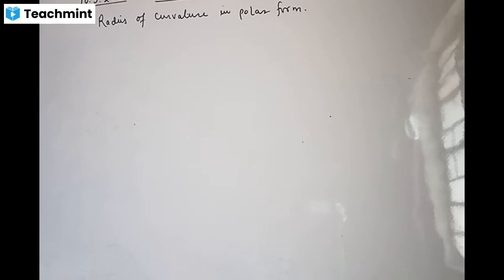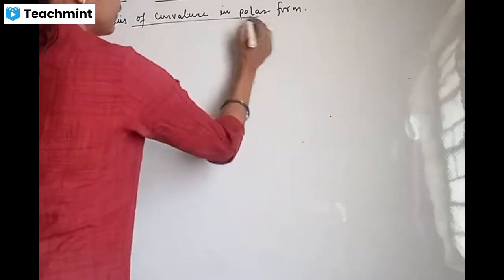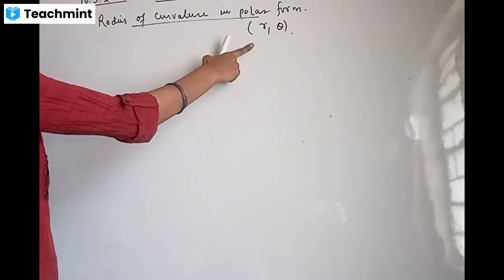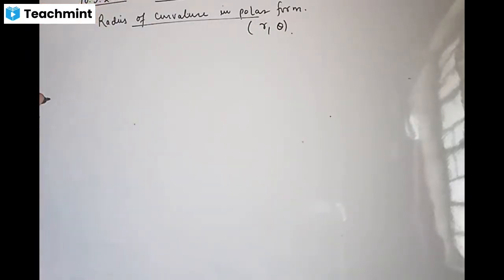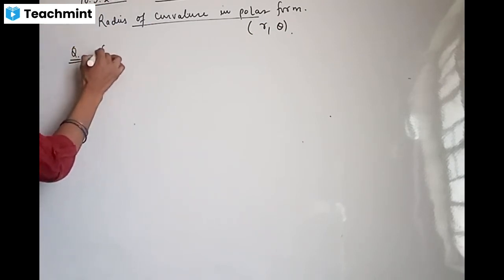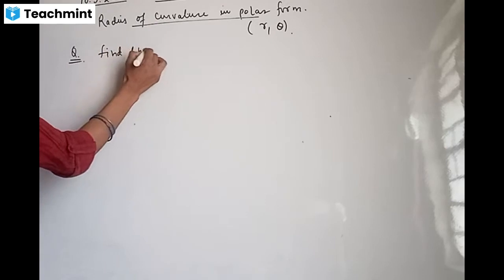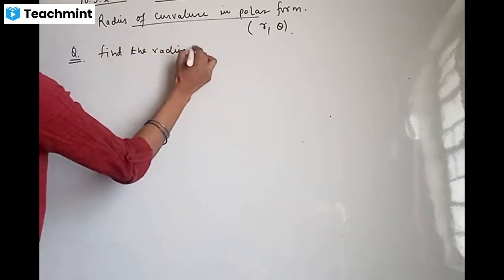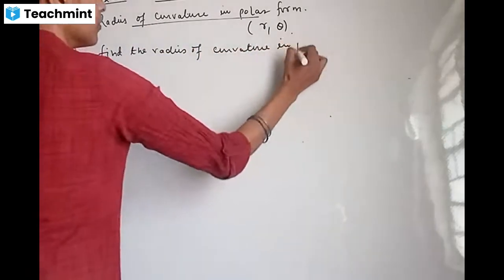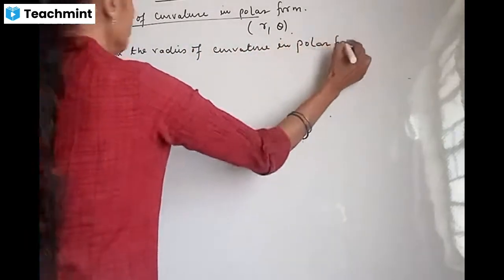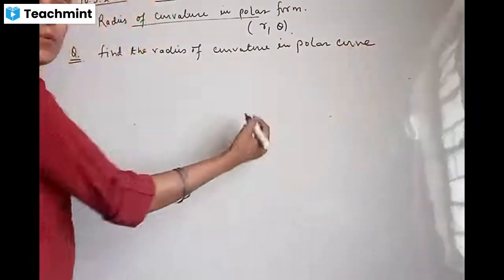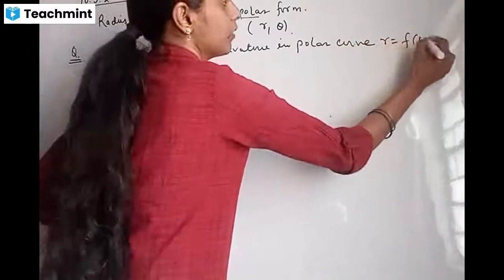If it is in a polar form, that means we have to use r and theta. Then only we say that the given equation or given form is in the polar form. Okay. So the question will ask in your exam like this: find the radius of curvature in polar form or polar curve r equal to f theta.